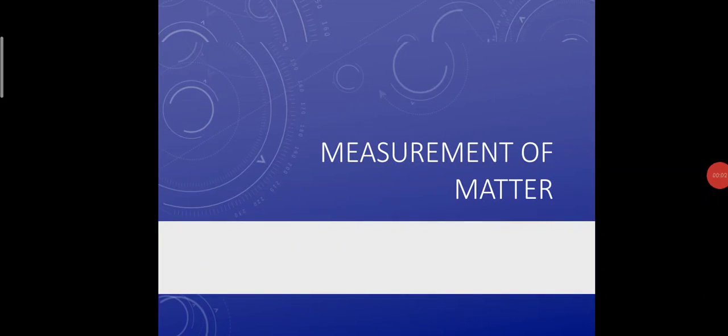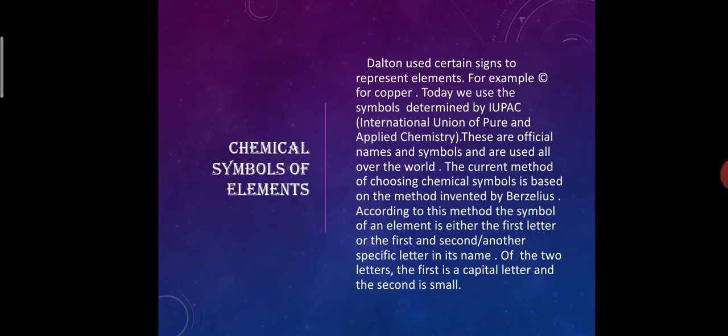Measurement of matter. Chemical symbols of elements. Dalton used certain signs to represent elements. For example, a circle with capital C written inside was used for copper.